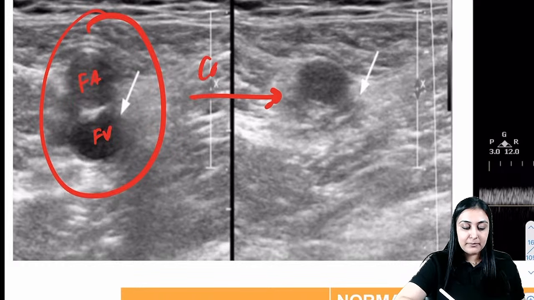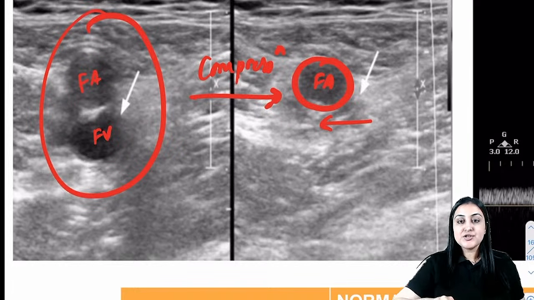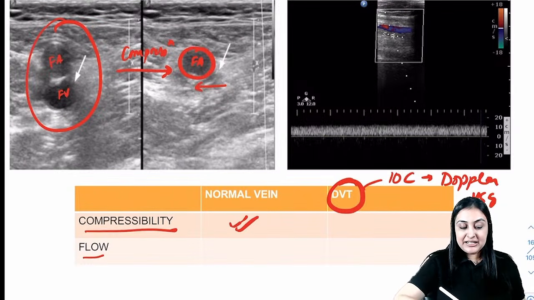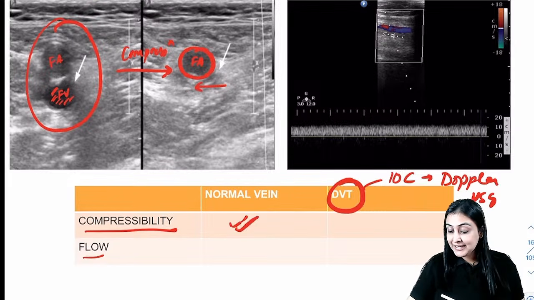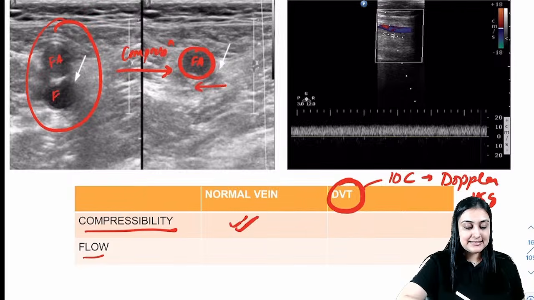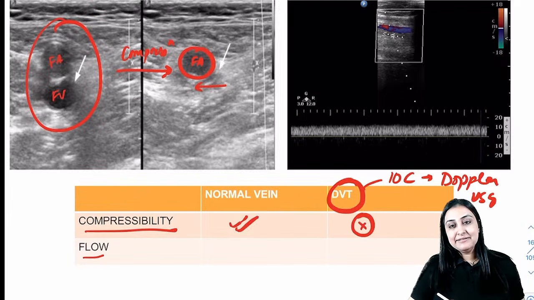So when I apply compression, in a normal setting, I will see the artery remains as it is, but the vein is compressed, right? So this is how a normal vein appears where it is compressible. But if there is thrombus within the vein, do you think it will get compressed? No, then it will not get compressed, right? So when I see that there is no compressibility, that is a sign of DVT.